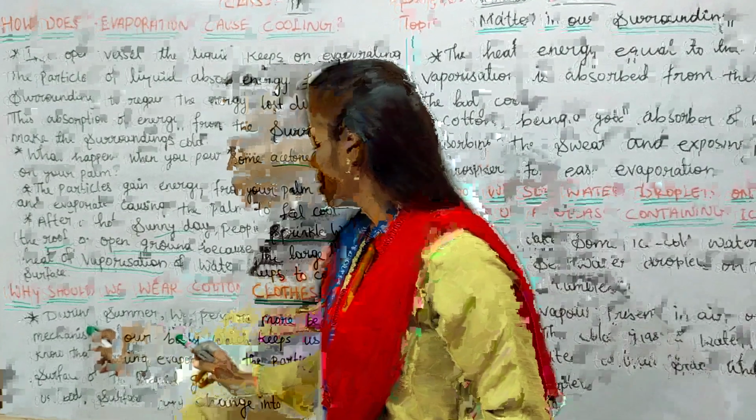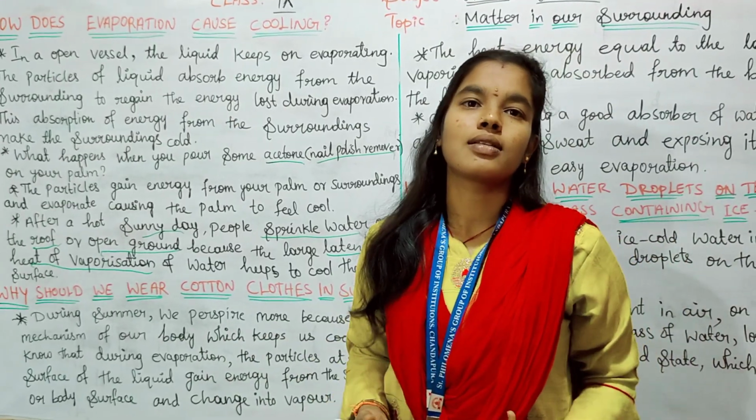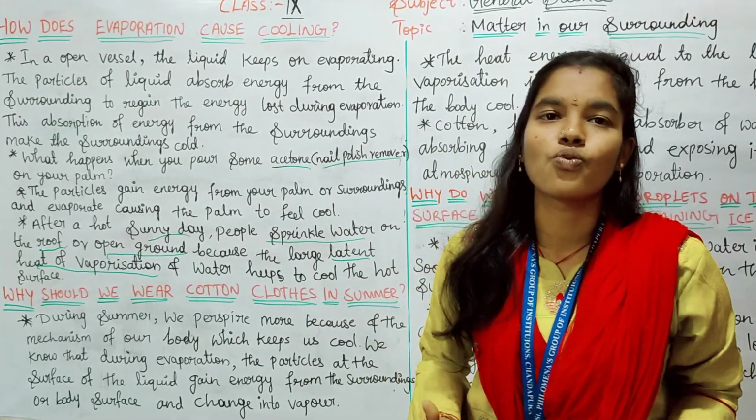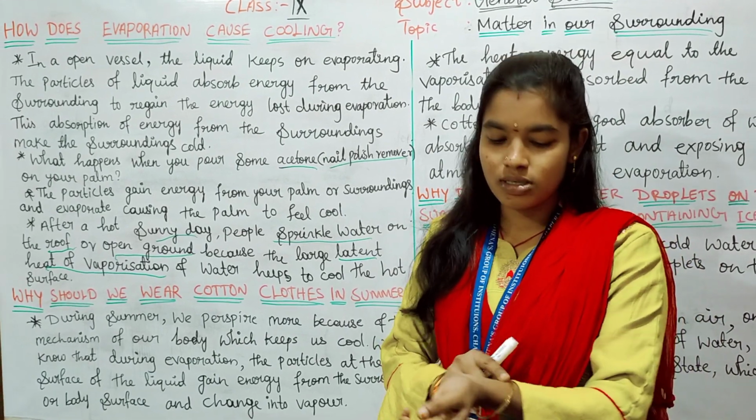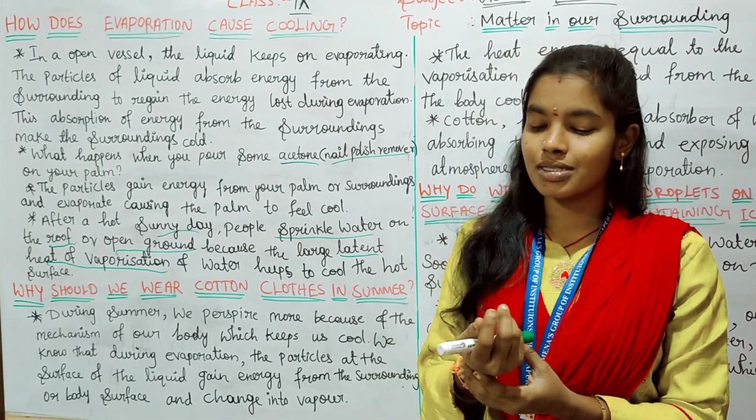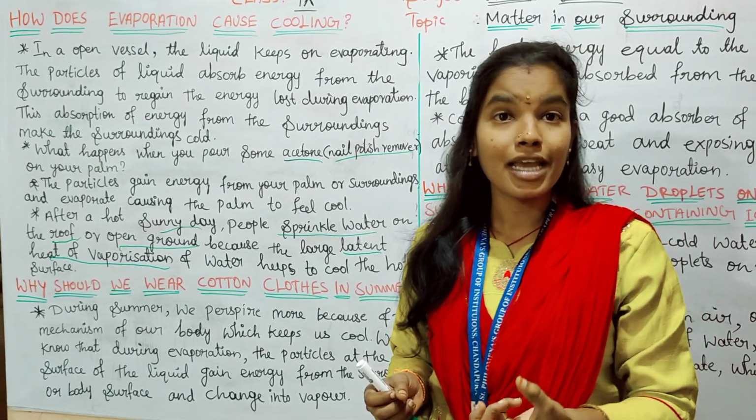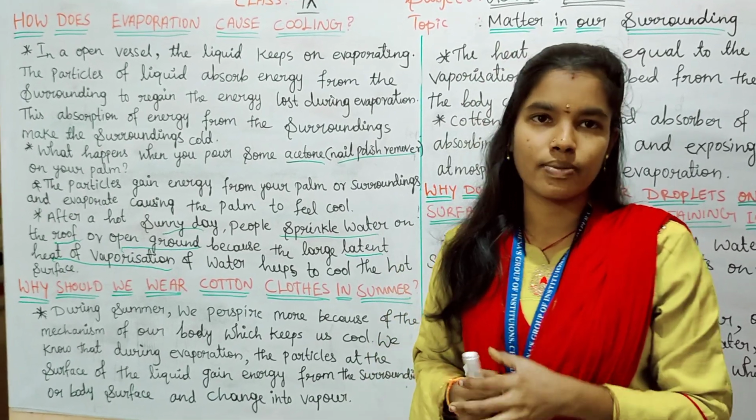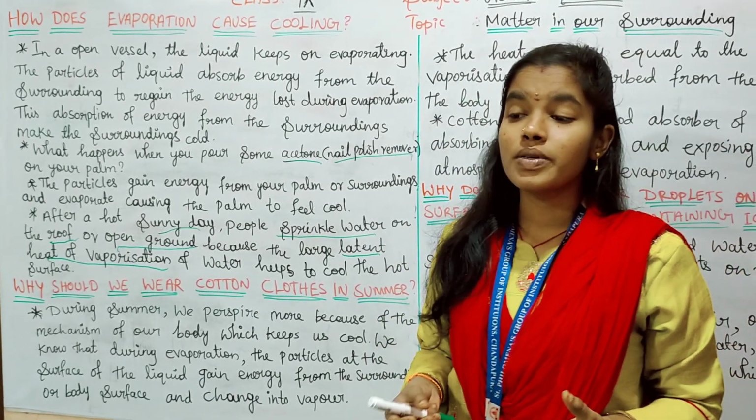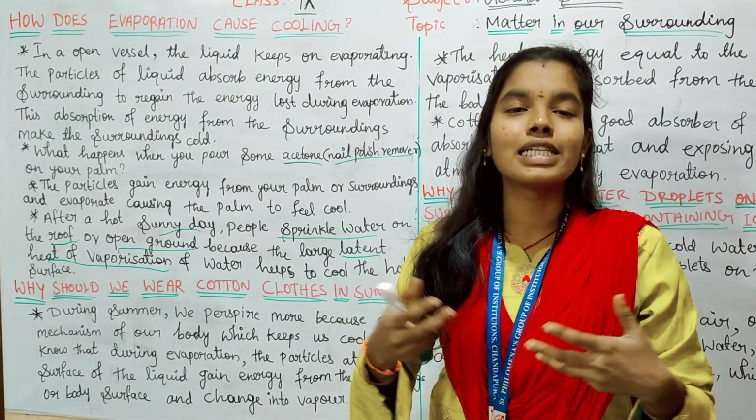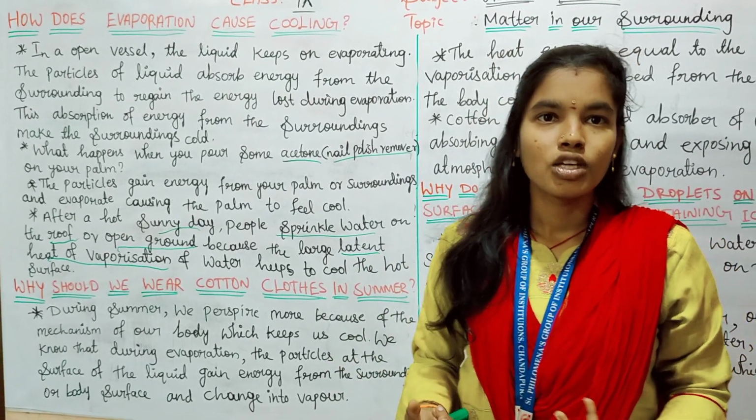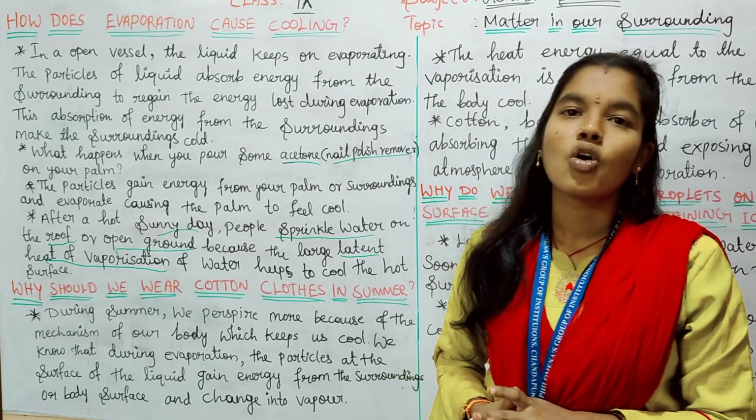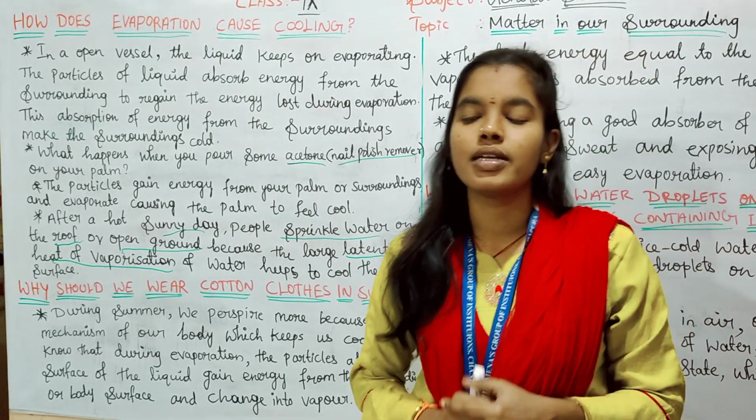During summer, we perspire. Perspire is nothing but giving out sweat through the pores present in the skin. Our skin has some minute pores, and pores are nothing but holes. So what happens during summer? The body gives out sweat through those pores.